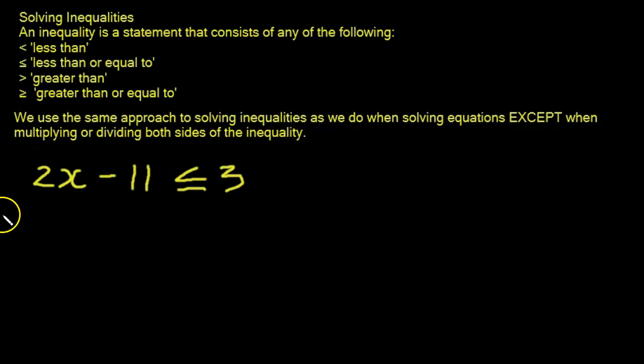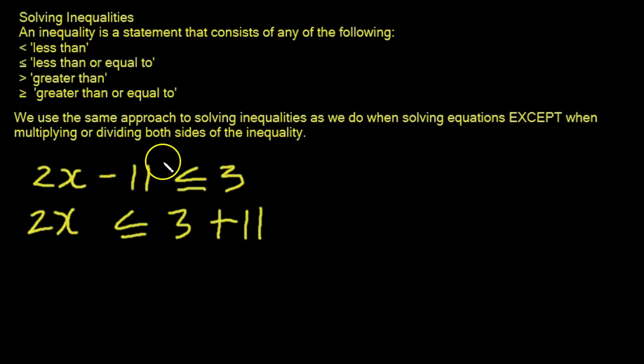So here we have another problem. 2x minus 11 is less than or equal to 3, alright? So again, we want to get the x term by itself, so we need to get rid of this negative 11. So we add 11 to both sides. So what we'll have is 3 plus 11. Or if you want to do your usual stuff, negative 11 crosses over and is now positive 11.